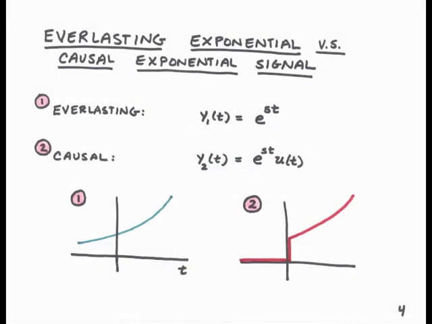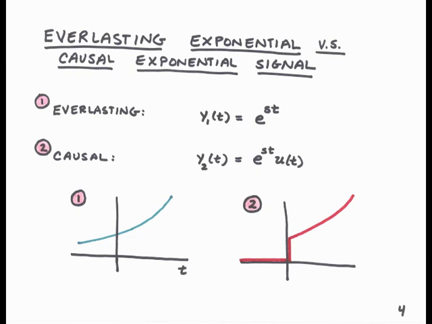To close this introduction to the everlasting exponential signal, I want to compare it to the causal exponential signal. The everlasting exponential signal is given by e to the st, and it's an everlasting signal, so it's always doing something. It starts at time minus infinity. The causal exponential signal is given by e to the st times u of t, and the presence of the u of t means that it doesn't start until time 0. Because u of t doesn't start until time 0, it has a value of 0 before time 0. And so it converts the e to the st into a causal signal.